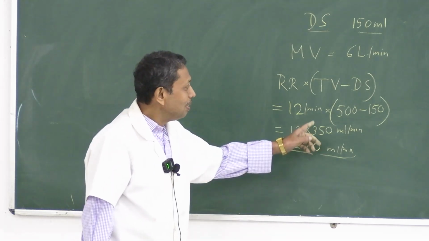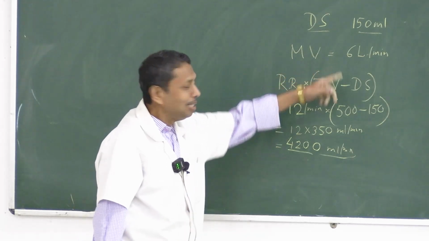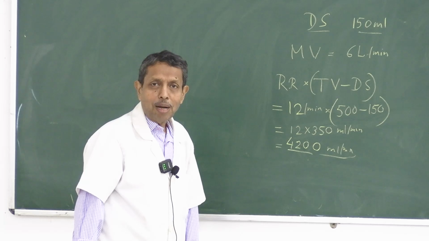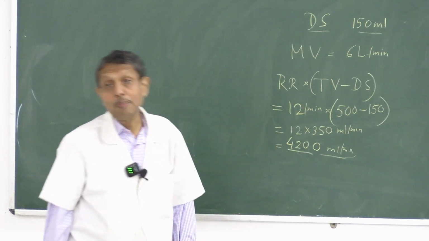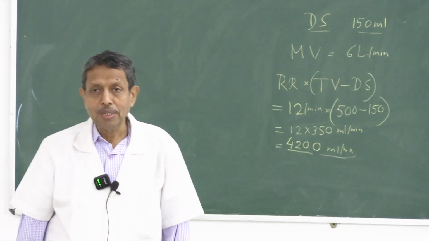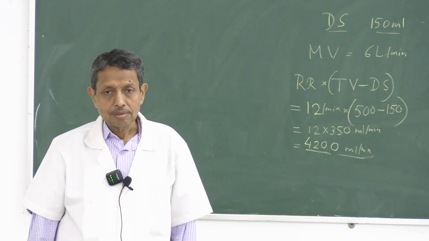And you can think that if the total volume remains the same, but the respiratory rate increases, rapid breathing, then in that case alveolar ventilation will be less. Alveolar ventilation will be less. Clear?